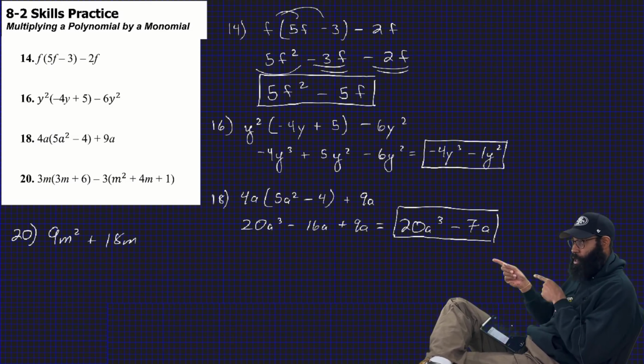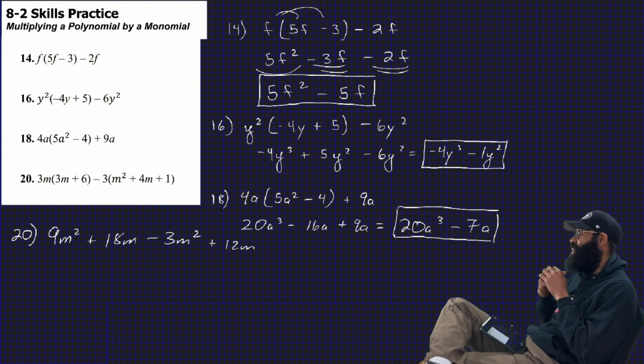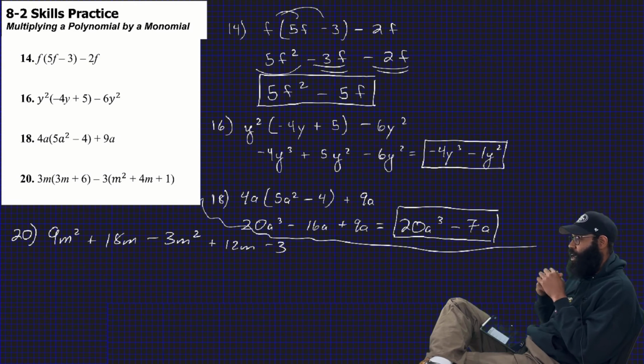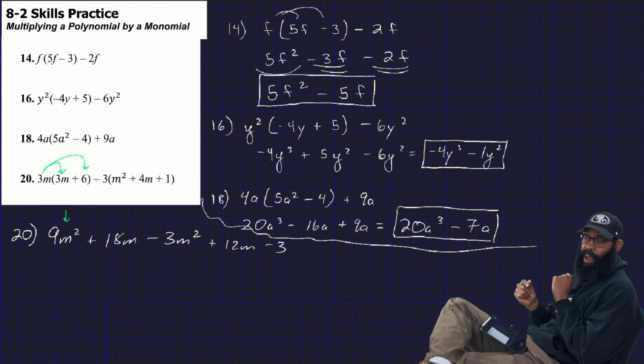3 times 3, 9. M times m, m squared. 3 times 6 is 18, so 18m. Now the negative 3 times m squared, negative 3m squared. Negative 3 times 4m, 12m. And then of course a negative 3 times 1, a negative times a positive is a negative. And I did the distributive property just that fast. I only have to multiply 3.